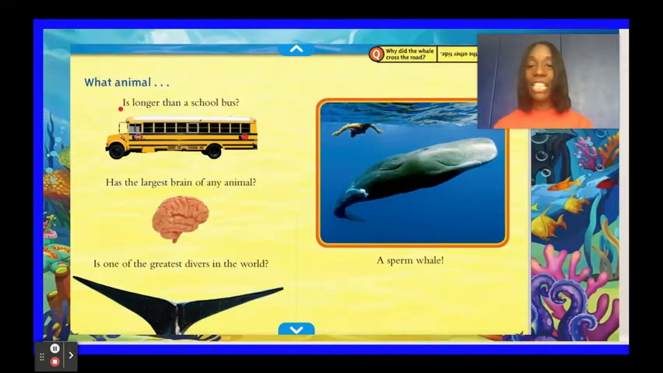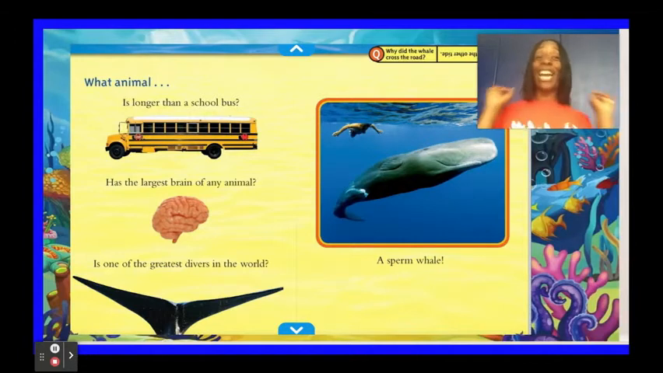We're going to continue. On this page, the author asks us what animal is longer than a school bus, has the largest brain of an animal, and is one of the greatest divers in the world. And I already know that you know the answer. You're right, a sperm whale.